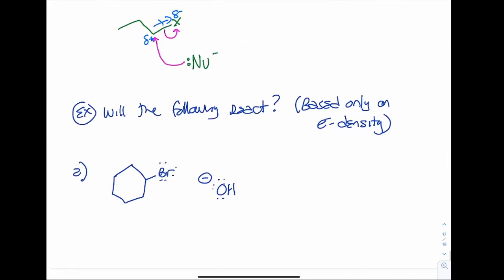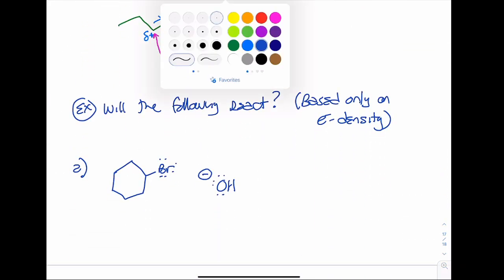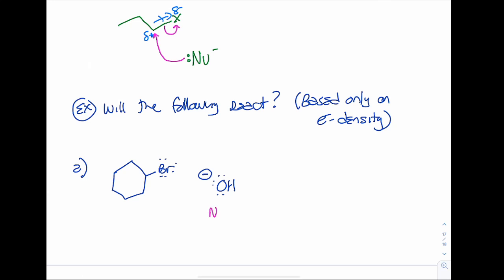So if we go back down, this is nucleophilic. I have a lone pair on a heteroatom that's not a halogen. I have a heteroatom bonded to a carbon, making that carbon electrophilic. So will these react? Yes, right? I have 1 electron rich site, I have 1 electron poor site.